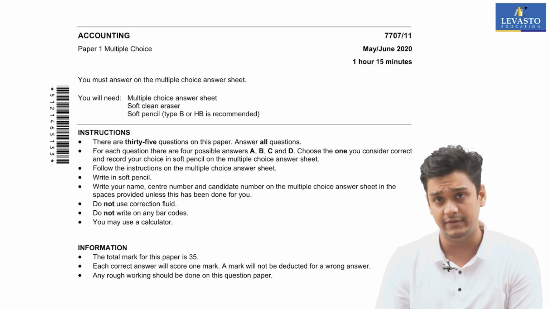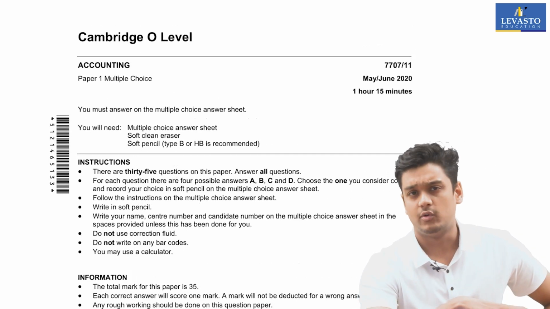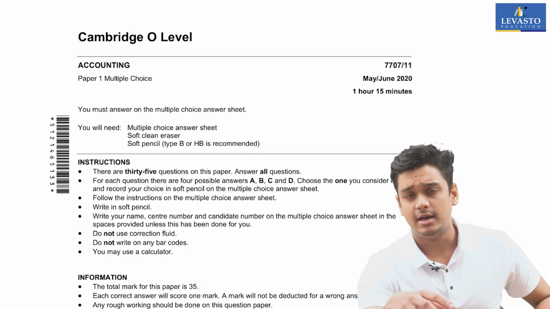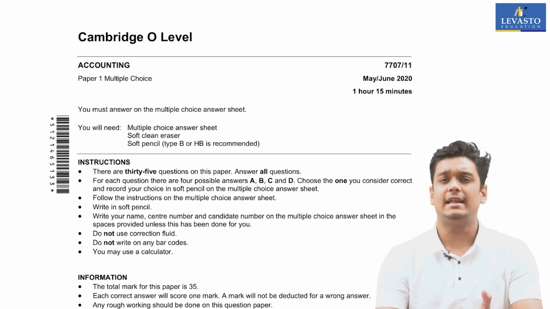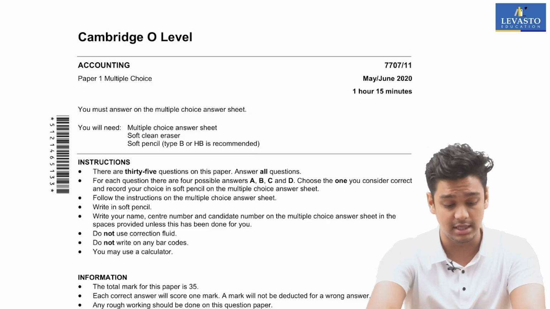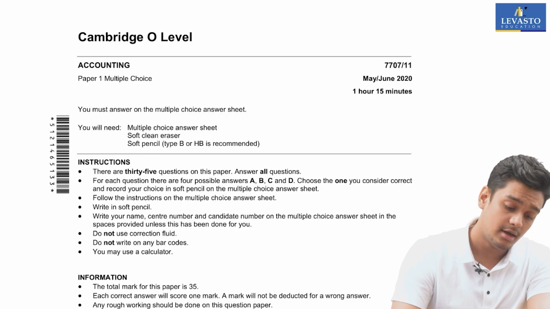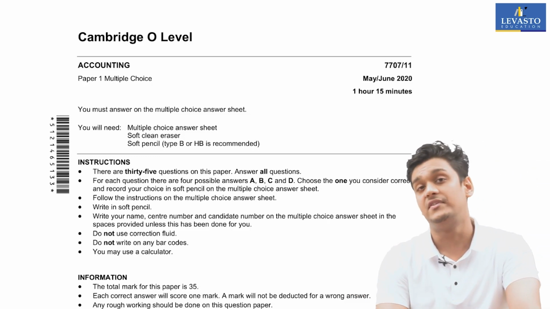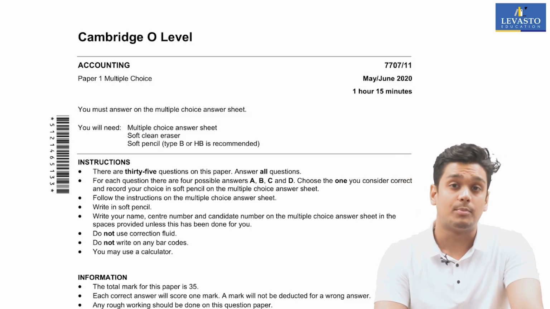So now, as an example, I'm going to try out this MCQ paper, which is a May-June 2020 variant. Before 2020, the MCQ papers just had 30 MCQs. Now it's 35 MCQs, so there are more MCQs, and in addition you have 1 hour and 15 minutes. Now time is actually not a problem.